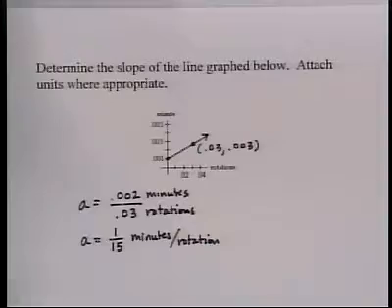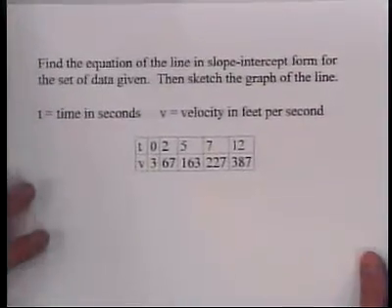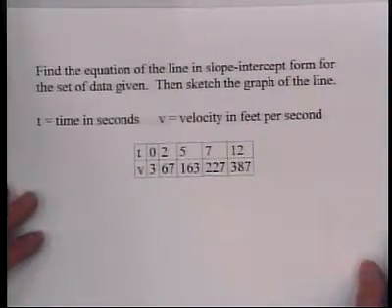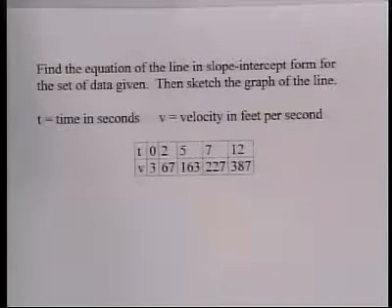Let's try another. This time we have some information given in table form. This time we want to find the equation of the line in slope-intercept form for the set of data given, and then we want to sketch the graph of the line. t is time in seconds, and v is the velocity in feet per second.